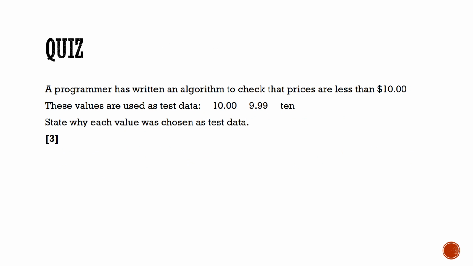For test data, they can ask this type of question: a programmer has written an algorithm to check that prices are less than $10. These values are used as test data: 10.00, 9.99, 10. State why each value was chosen as test data. So you have to find out the reason for every chosen value. I have already explained.